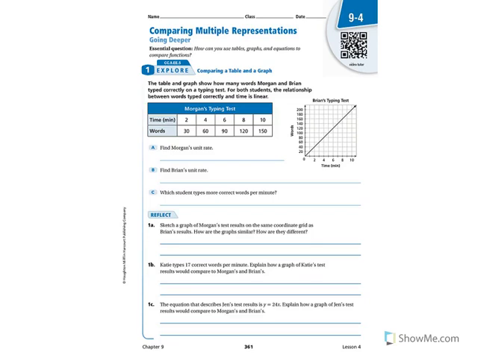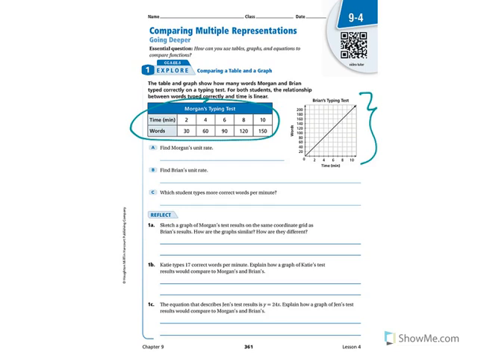All right, so this is the 9-4 Common Core worksheets. We're doing examples 1 through 3. So taking a look at number 1, it says here, the table and the graph show how many words Morgan and Brian typed correctly on a typing test. For both students, the relationship between the words typed correctly and the time is linear. So we have all of Morgan's information in table format, and then we have Brian's information in the graph format.